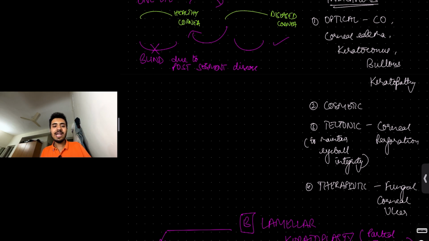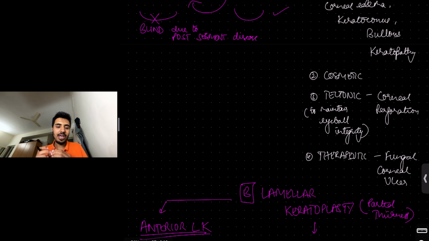Then cosmetic indication: the patient wants to improve their appearance. I don't know how a corneal transplant will really benefit, but the patient wants to improve their appearance. Then tectonic indication, basically to maintain the integrity of the eyeball. If there is a corneal perforation, the eyeball integrity is compromised. It is no longer a globe, there is a perforation. So to maintain the integrity of the eyeball, tectonic indication, for example corneal perforation.